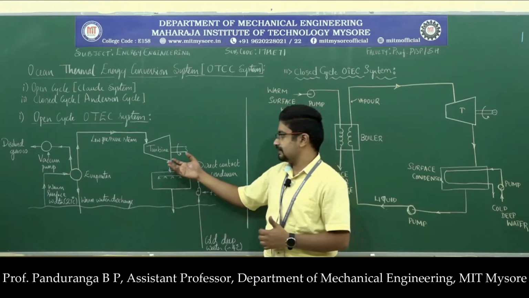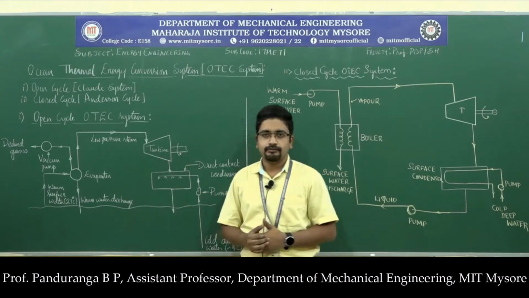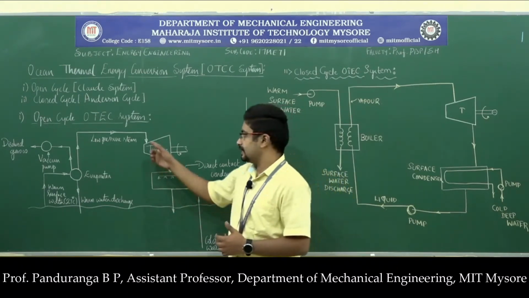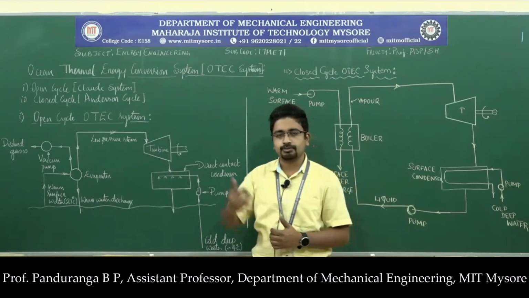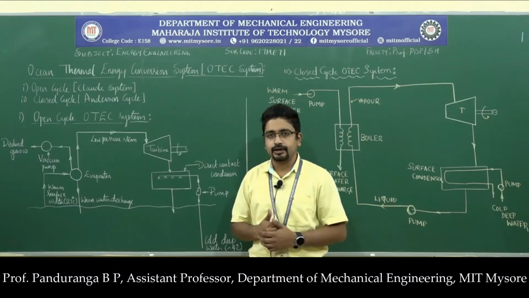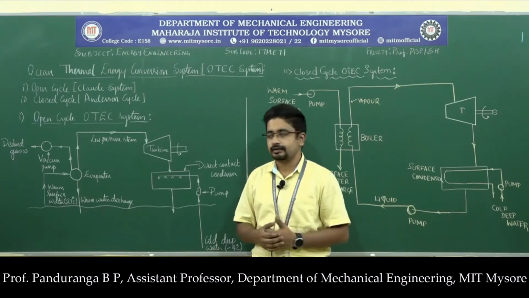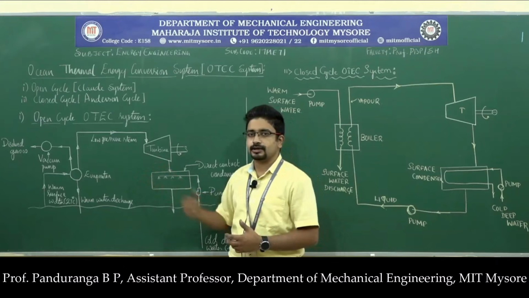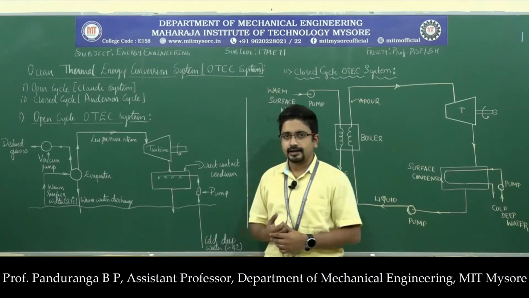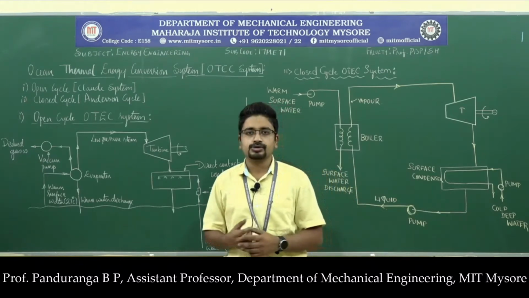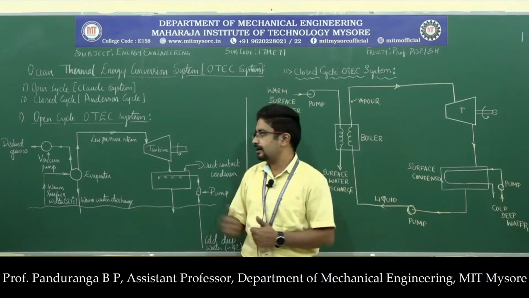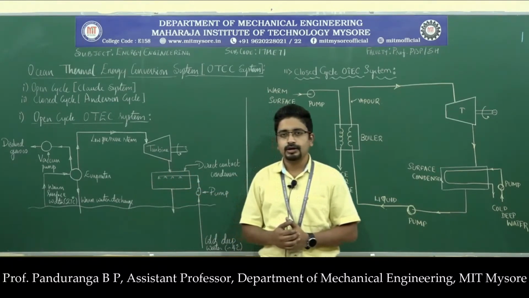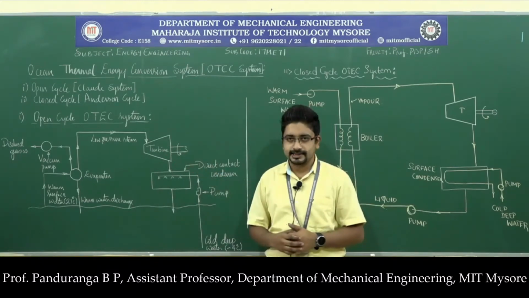Since we are using steam here which is below atmospheric pressure, we need to have a very good tight seal in all the places where we have low pressure steam. Otherwise the atmospheric air can enter the pipeline or the turbine, and that reduces the pressure or the energy which can be extracted from the steam. So that is the major drawback in this kind of system, and the amount of energy produced here will also not be very high. So that is another major drawback. Because of that, generally we don't go for open cycle OTEC system.